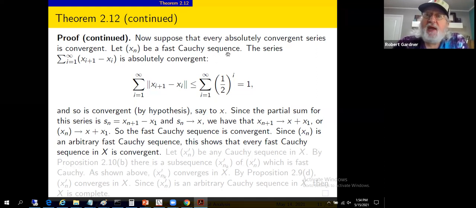Let X sub n be a fast Cauchy sequence. The series, sum from i equals 1 to infinity, of x sub i plus 1 minus x sub i. We're going to claim this is absolutely convergent. Look at the sum of the norms of the terms in the series, norm of x sub i plus 1 minus x sub i. This is less than or equal to the sum from i equals 1 to infinity of 1/2 to the i, the power on the 1/2 being the same as the index here.